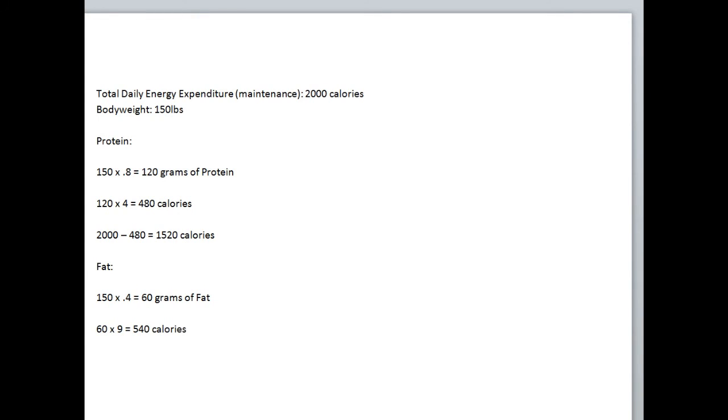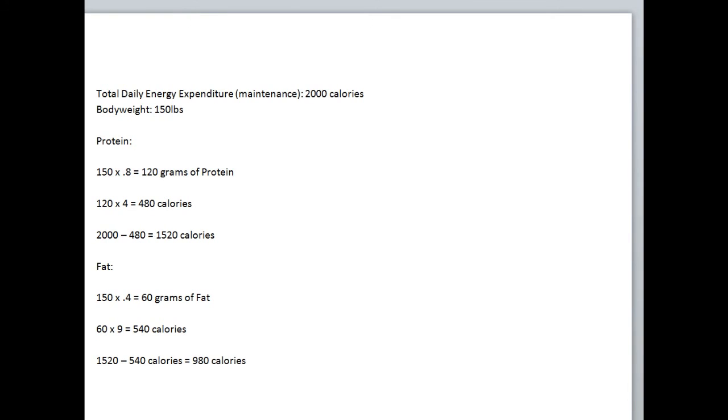So what shall we do with that? You've probably already figured it out faster than I could. You're going to take the 1,520 that was left over and subtract the 540 calories, and that will give you 980 calories. So that's what is left over.